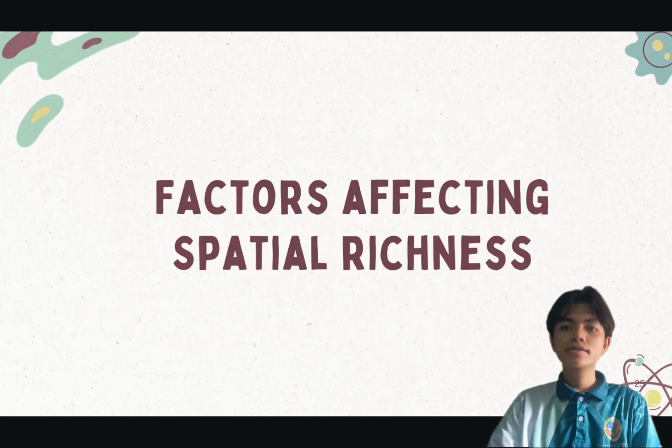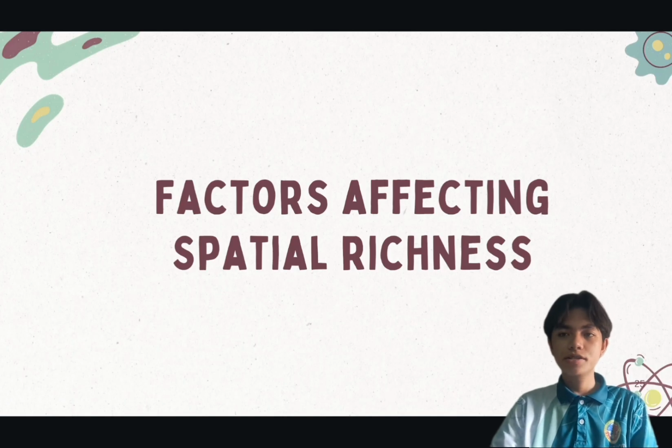Today, I will be discussing factors affecting spatial richness. Spatial richness refers to the number of different species present in a specific area. The more species found in a place, the higher its spatial richness. This is an important concept because it helps us understand biodiversity and how ecosystems function.